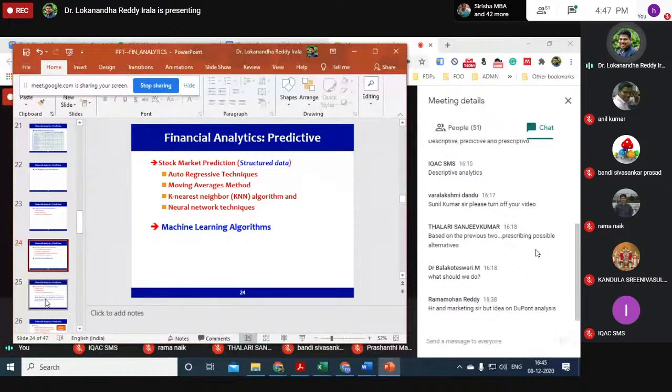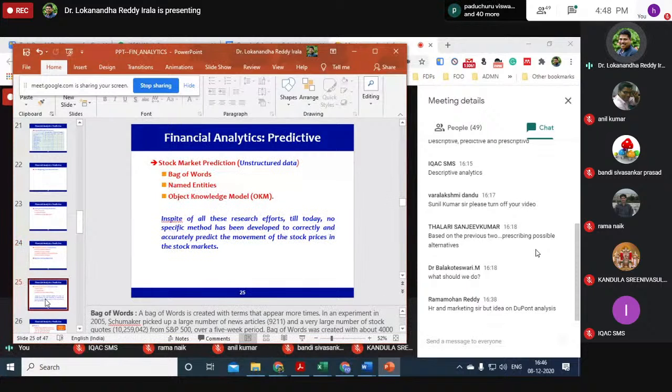As far as structured data is concerned, we have these methods already in vogue, and at least some of you should be aware of them: the auto-regressive techniques and moving average methods, especially when you are dealing with time series data. Models like ARCH and GARCH are already in your knowledge if you are in the finance domain. We also have the K nearest neighbor algorithm and neural network techniques. Mostly these try to predict the stock price based on structured data.